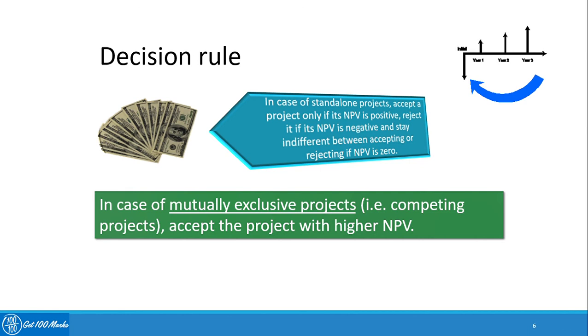In case of mutually exclusive projects, which means projects which compete with each other, so you can choose one of the two, accept the project with a higher NPV. Obviously, you will accept the project for which the NPV value is higher. I hope this makes the NPV concept clear to you. More in the upcoming slides.